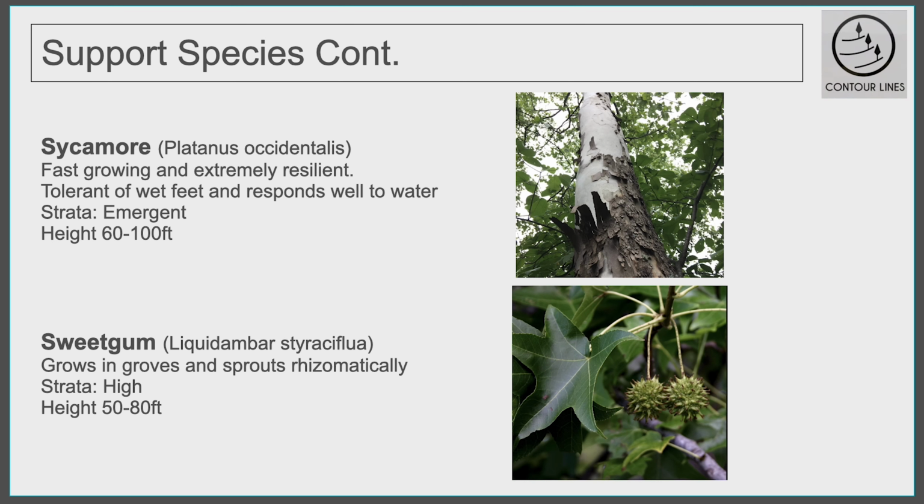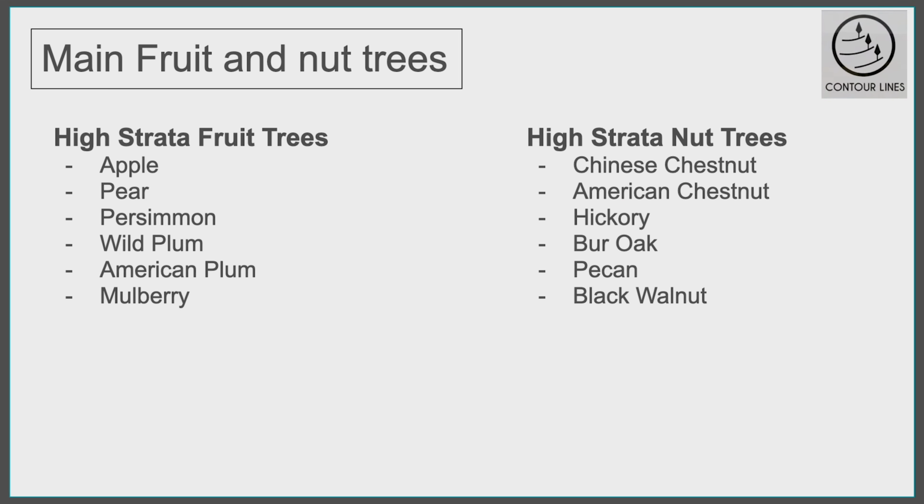And sycamore and sweet gum. I didn't know sycamore could be a fodder source. That's awesome. But those grow so fast and respond crazy well to water. Definitely emergent, with the way it grows, it just needs sun and reaches for it. And sweet gum. And these are the high strata main fruit and nut trees that we got.